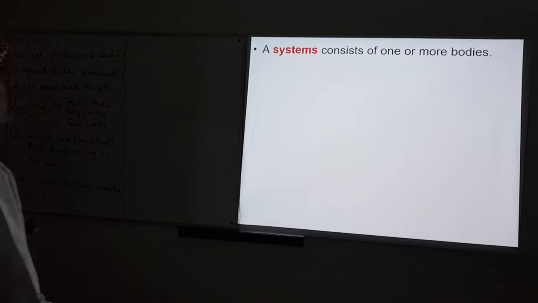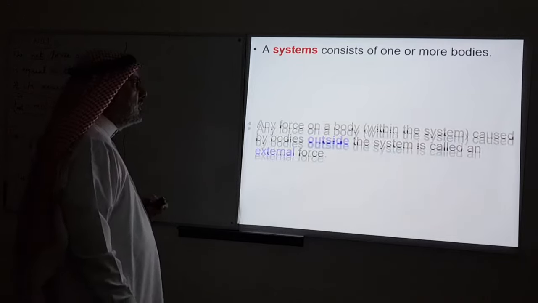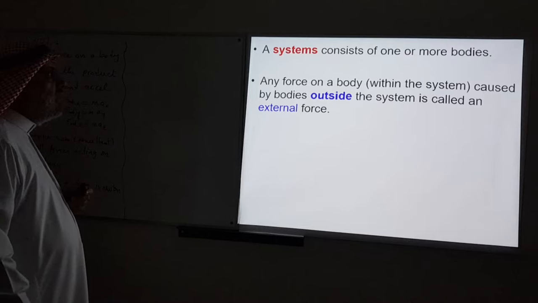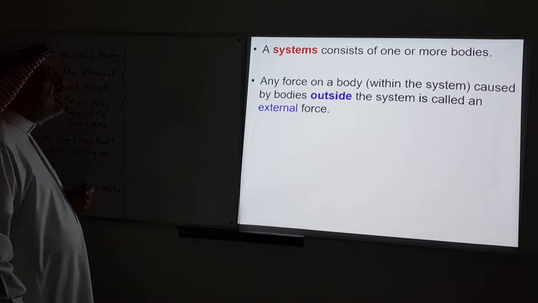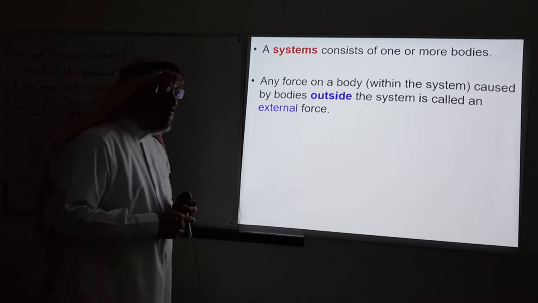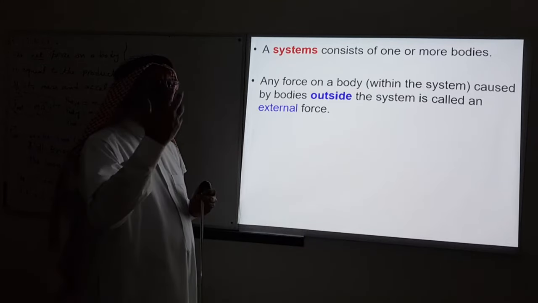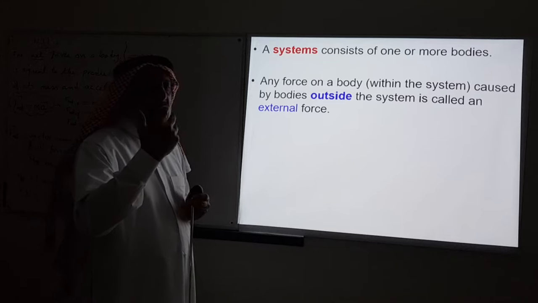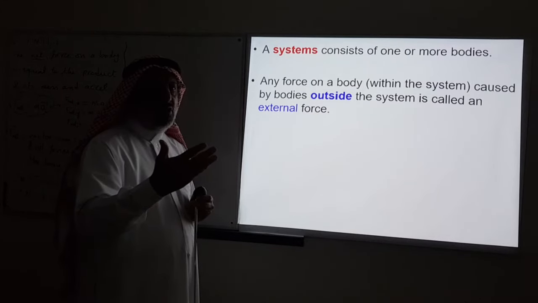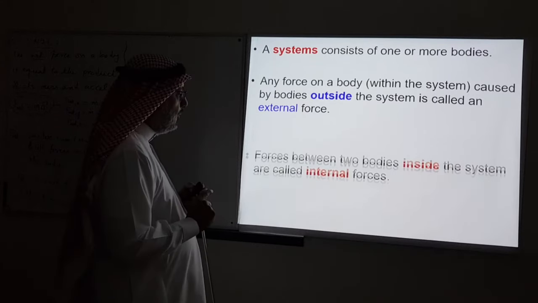Let's now look at some terminology that is usually used when we discuss forces. A system consists of one or more bodies. Any force on a body within the system caused by bodies outside the system is called an external force. Okay, so let's say that I am standing here. We know that the Earth is exerting a gravitational force on me. So the gravitational force is considered to be an external force.